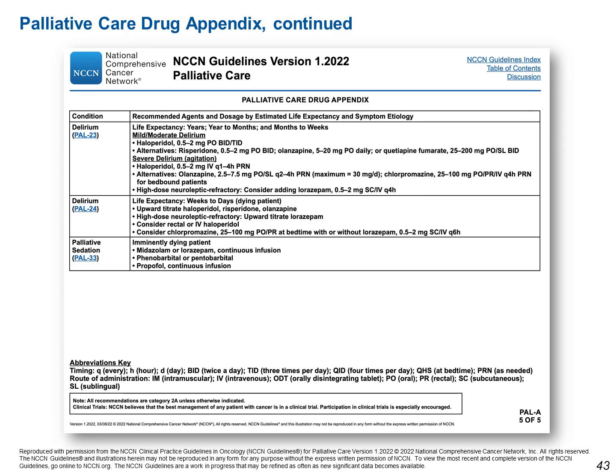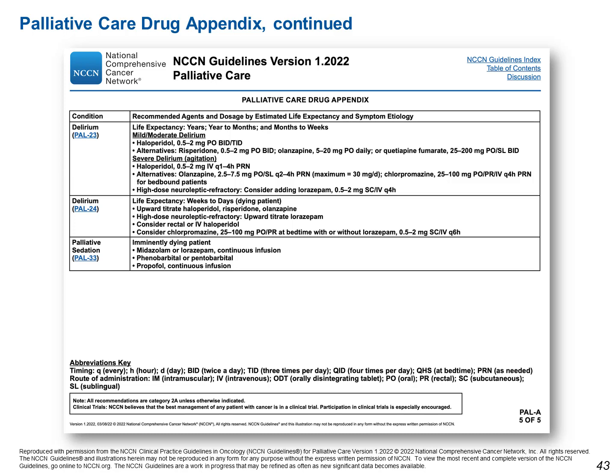Delirium or sedation can again be managed. For delirium, Haldol or risperidone, olanzapine are important drugs, sometimes Seroquel or quetiapine. For severe delirium or agitation, haloperidol and alternatives like olanzapine or chlorpromazine. For high-dose neuroleptic refractory, consider adding lorazepam. For a dying patient, upward titration of haloperidol, risperidone, or olanzapine. In high-dose neuroleptic refractory patient, upward titration of the lorazepam. Consider alternate routes like rectal or IV haloperidol. Consider chlorpromazine, 25 to 100 milligrams PO or per rectum at bedtime.